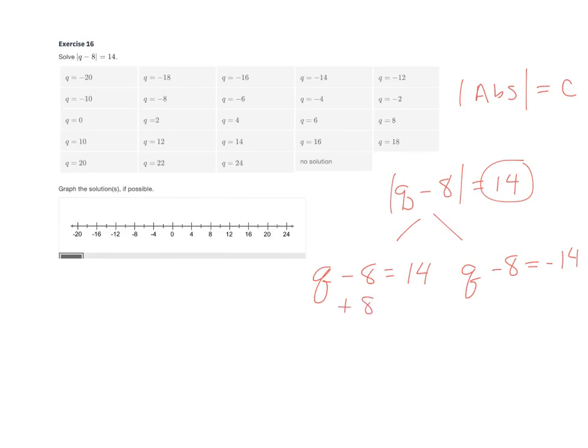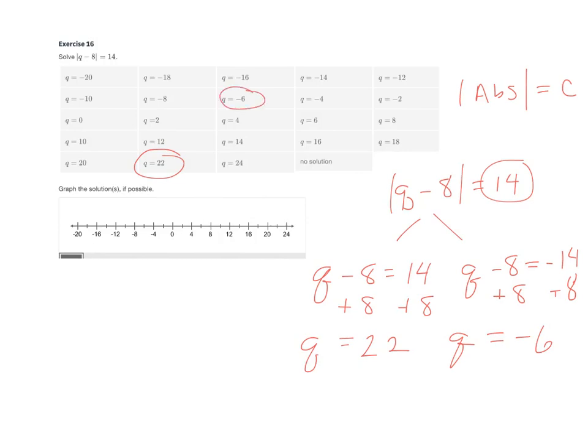I'm going to add 8. This gives me q is equal to 14 plus 8 is going to be 22. And over here we would add 8. We would get q is equal to negative 6. So the first part is, let's answer our questions. We've got positive 22 and negative 6.